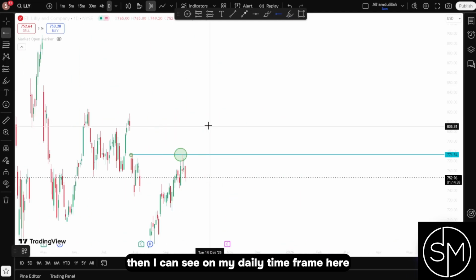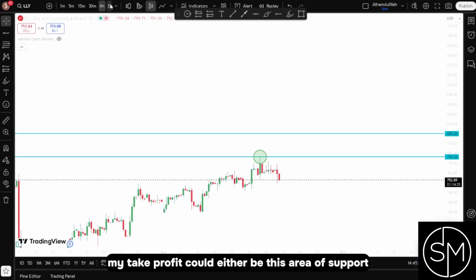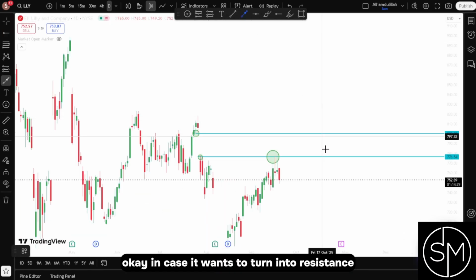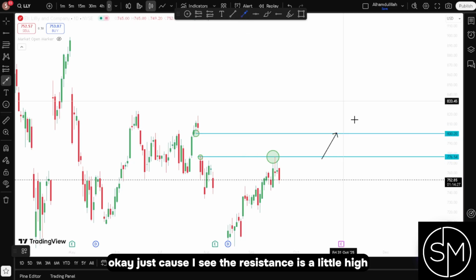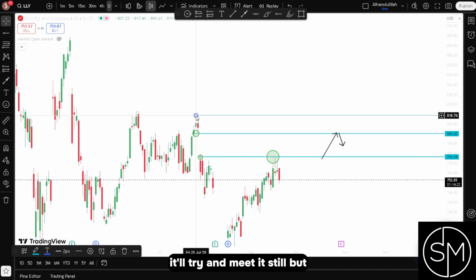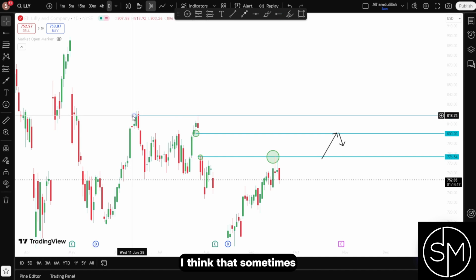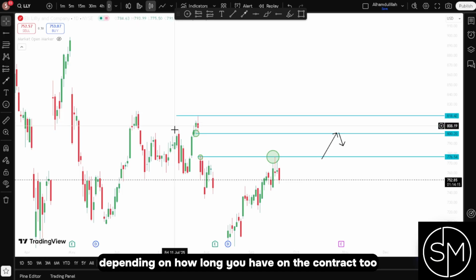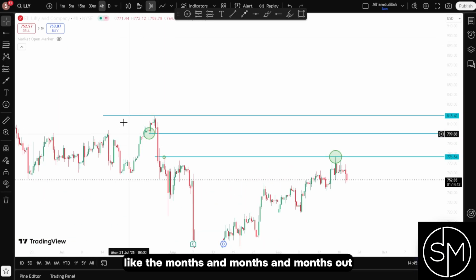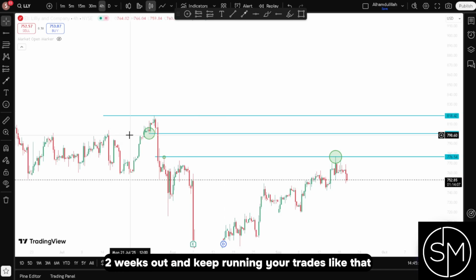Then I can see on my daily time frame here clearly, my take profit could either be this area of support, in case it wants to turn into resistance, just because I see the resistance is a little high. If you notice the resistance is really high up, it'll try and meet it still, but I think that sometimes it's just safer to do the support, depending on how long you have on the contract too, because sometimes it's not easy to afford the months and months out. So you can just trade for a week out, 2 weeks out, and keep running your trades like that.